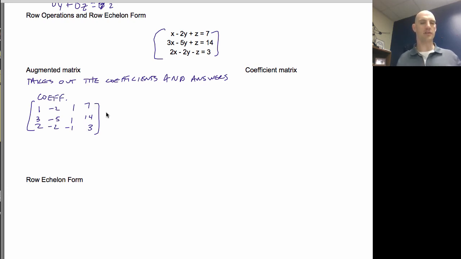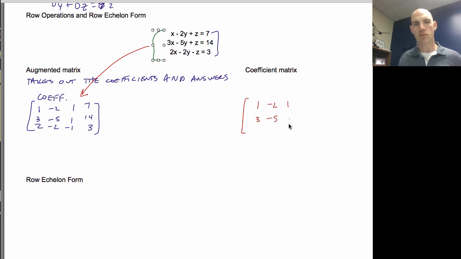And so 1, -2, 1, 7. 3, -5, 1, 14. 2, -2, -1, 3. Those are the coefficients of all of these and the answers of these. Okay? So that's what this looks like. So what does the coefficient matrix look like? The coefficient matrix is literally just the coefficients, not any of the answers. So the coefficient matrix is just 1, -2, 1, 3, -5, 1, 2, -2, -1. And that's the coefficient matrix.